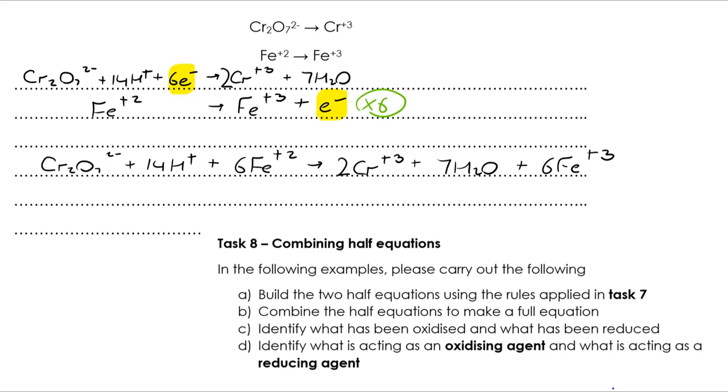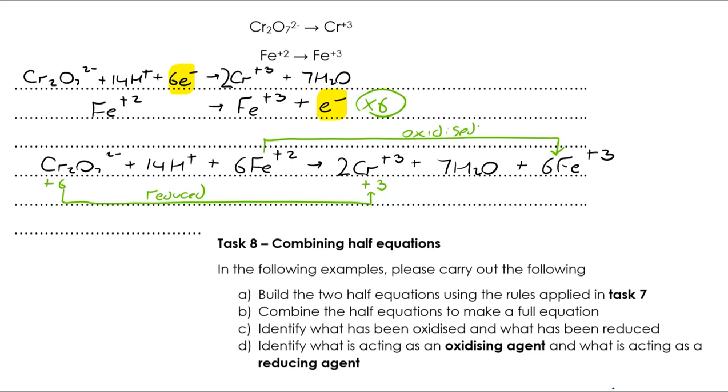Again, you'll note the 6Fe2+ and the 6Fe3+. There are no other spectators. I've got rid of the electrons, so we can look at what's being oxidised and what's being reduced. Well, the chromium was +6 and it's gone to +3, so it's been reduced. We also know dichromate(VI) is reduced to chromium(III) because it's done via electron gain. And the iron(II) has been oxidised to iron(III), it's lost electrons, and we've increased the oxidation state.